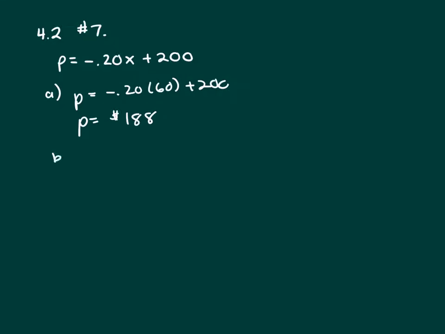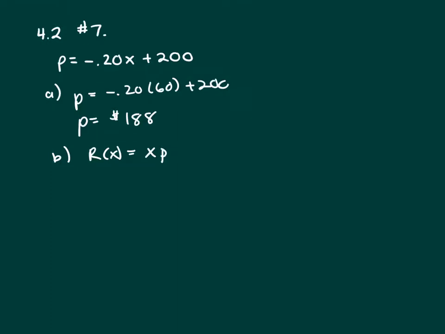Part B. What quantity, so you're trying to find X, will maximize revenue, and then what is the maximum revenue? So we need to come up with a revenue equation. Well, how do you bring in money? What is revenue? Revenue is the number of units sold times the price of each one.